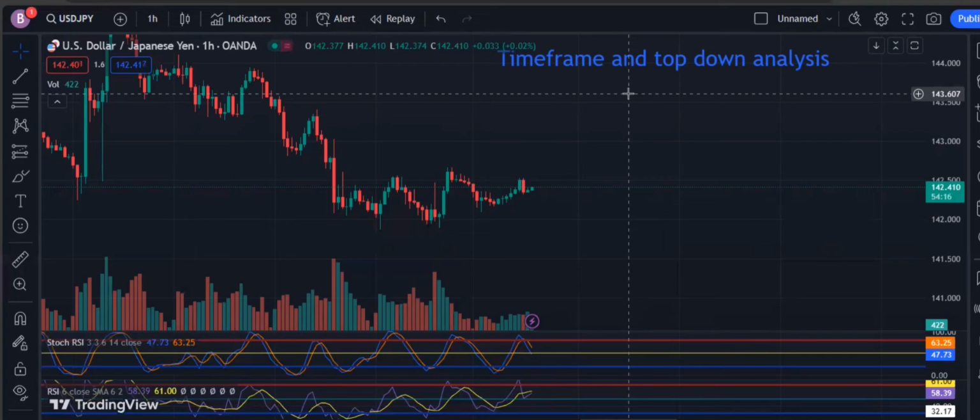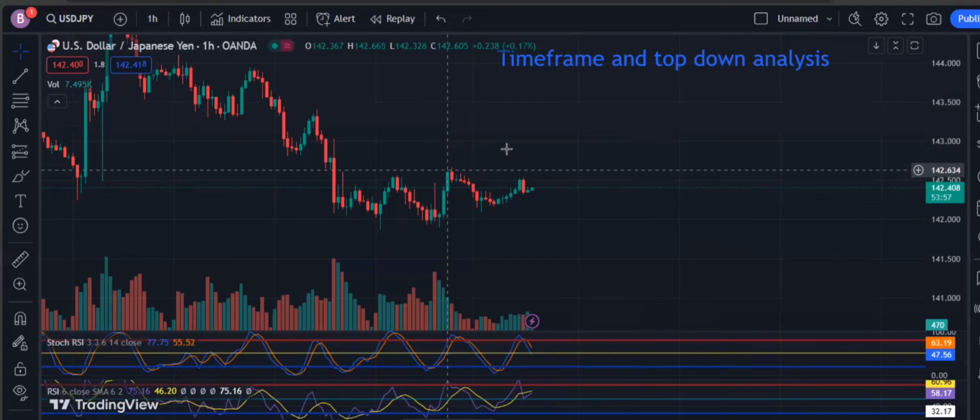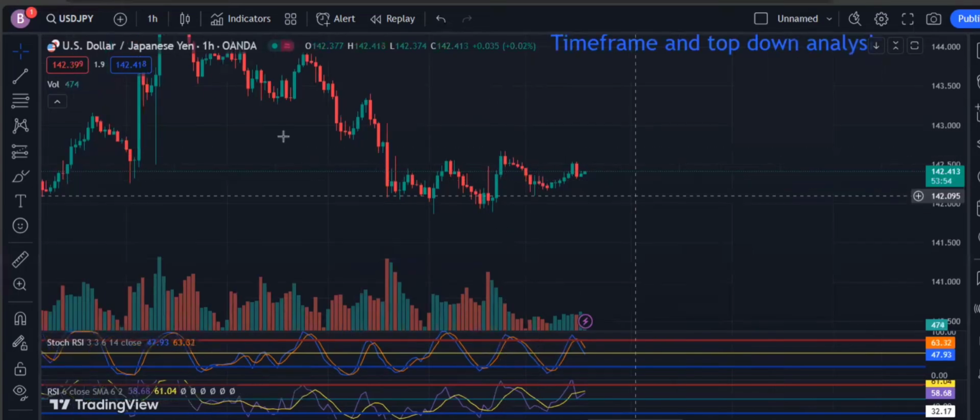So getting the hourly previous candle, getting the 45-minute previous candle, getting the 30-minute previous candle, and getting the 15-minute previous candle is very important. It's very important that you do that. And how do we do that?